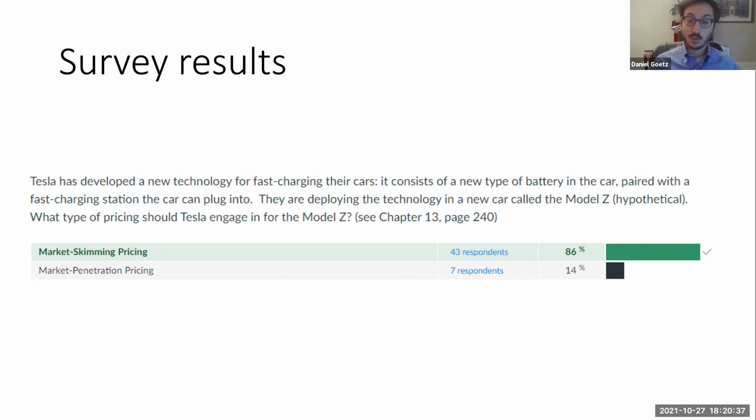$1 trillion valuation. How does that compare to other car companies, that $1 trillion valuation? Yeah, worth more than every other automobile company combined, right? So what does that suggest about investors' expectations about Tesla's ability to make a profit?